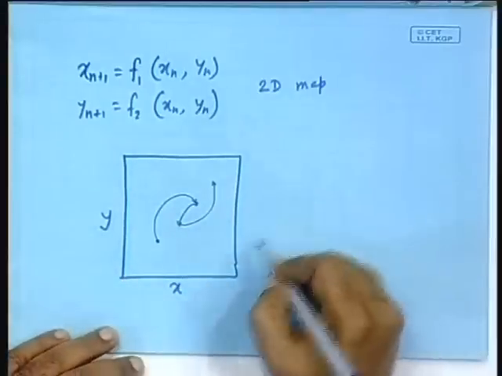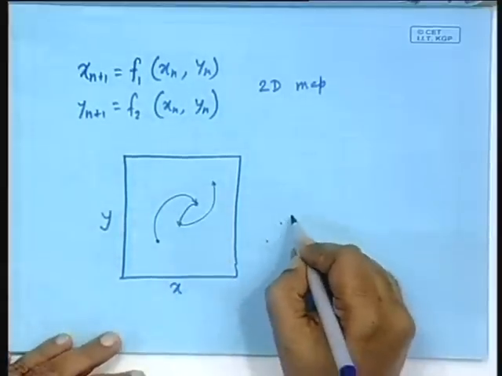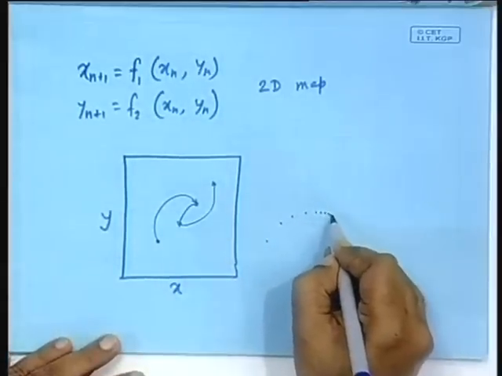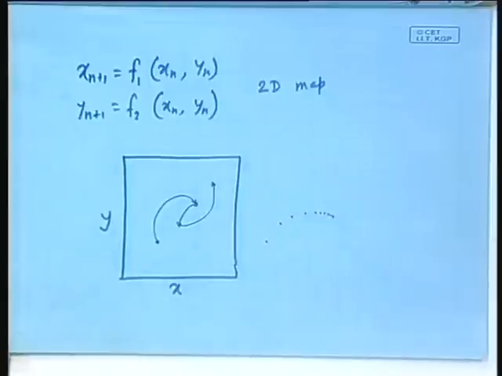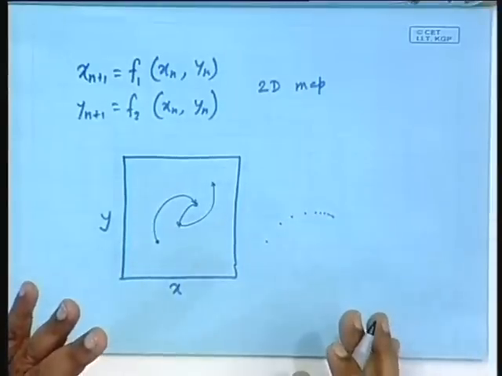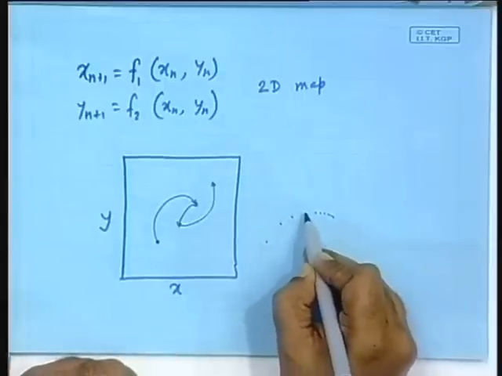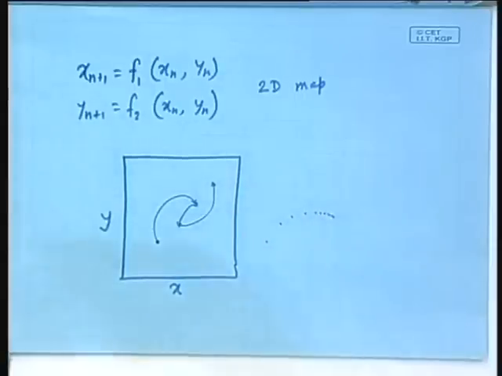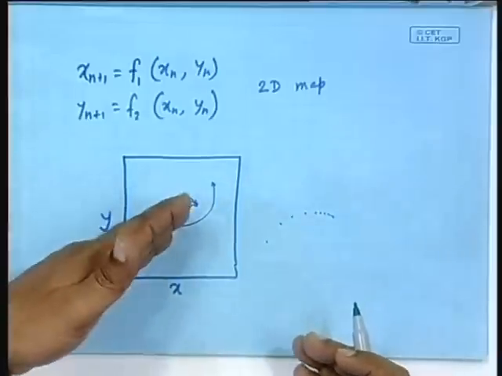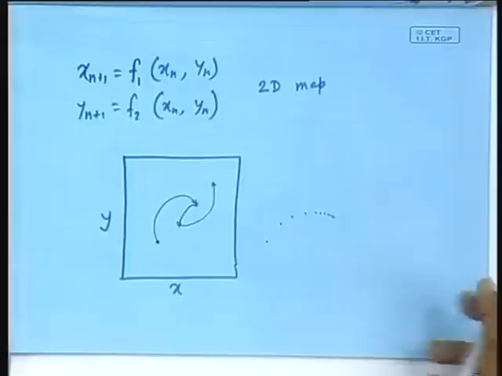A sequence of points, if they converge like so onto a point, then we would say the orbit is stable, right. So, here is x_{n+1}, x_{n+2}, x_{n+3}, and so on and so forth, but ultimately if you observe them to be a convergent sequence, then you have a stable behavior.